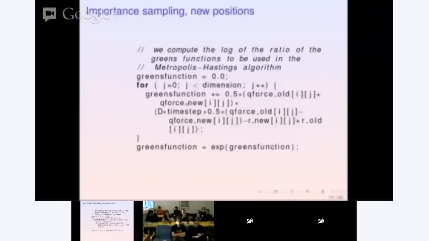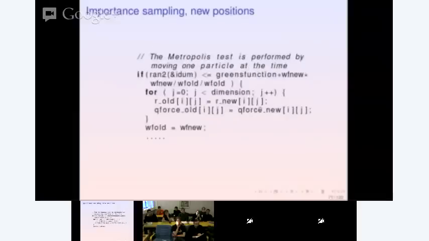So now I'm just computing the input to the exponential. And this is just putting together all these equations. That gives me the Green's functions, the ratios of the Green's functions. Then my Metropolis test says now that I have this Green's function ratio, I have the new wave function squared divided by the old wave function squared. And that is my test, which I have to do here. So this is what enters now the Metropolis algorithm.